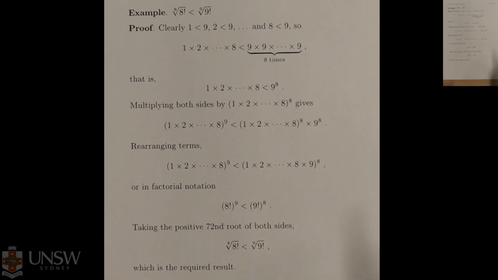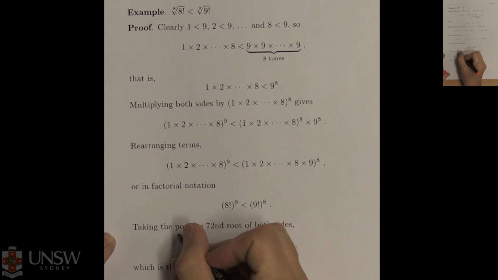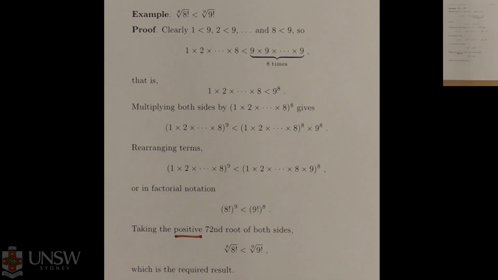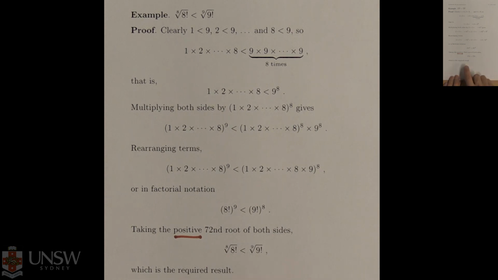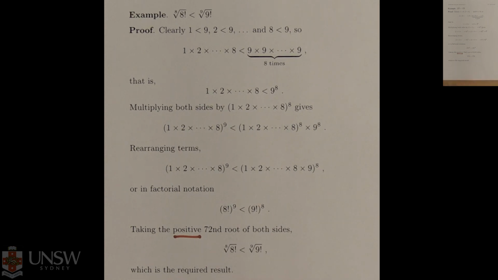And I'm going to take, not forgetting, as I just said before, the positive 72nd root of both sides. Not adequate to just say take the 72nd root of both sides. If I take the positive 72nd root of both sides, I get this, and that's the result that we were trying to prove.